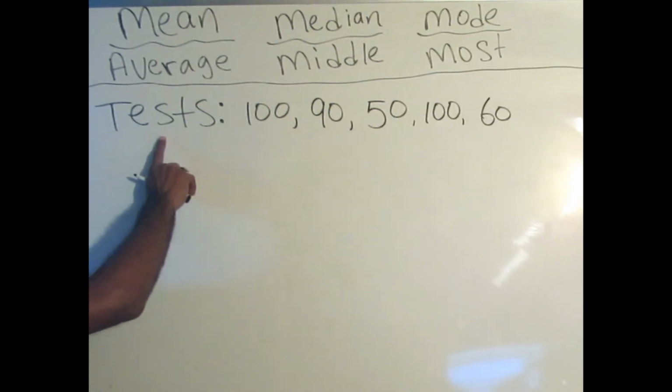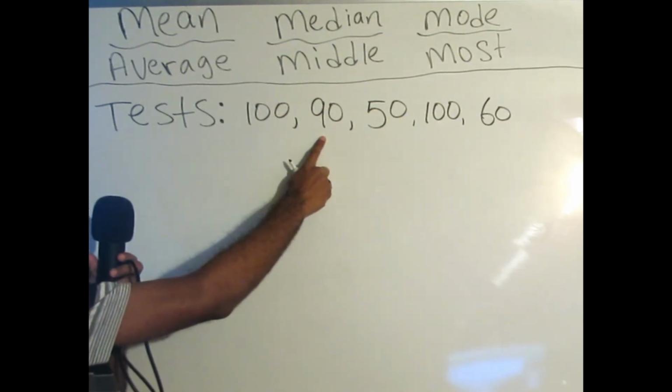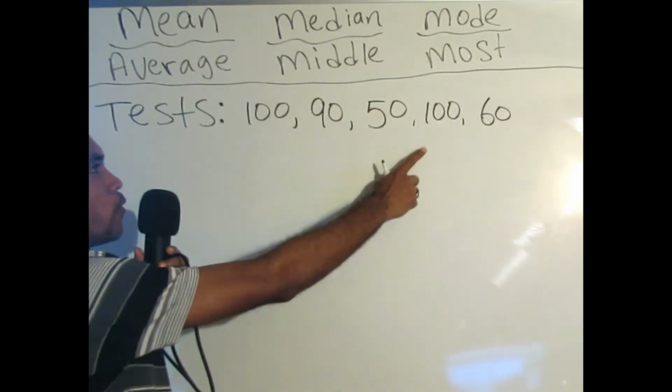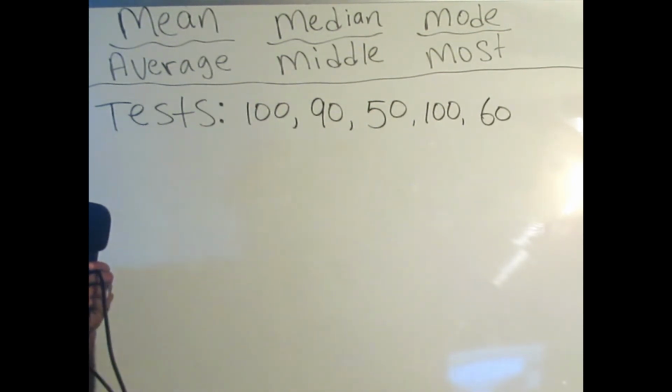Let's say, for instance, we have a student that took several tests. On the first test, the student got 100, the second one 90, the third 50, the fourth test 100, and the fifth test the student got 60.